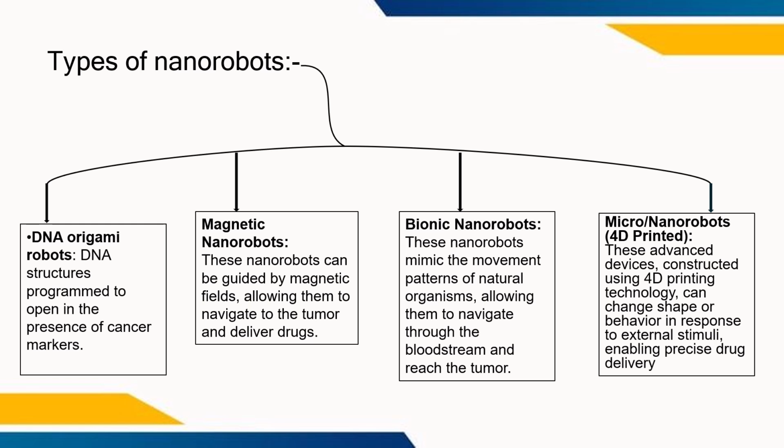Bionic nanorobots. These nanorobots mimic the movement patterns of natural organisms, allowing them to navigate through the bloodstream and reach the tumor. For example, they use microorganisms as carriers of the nanorobots, for example, bacteria. The next one is the 4D printed micro or nanorobots. These advanced devices constructed using 4D printing technology can change shape or behavior in response to external stimuli, enabling precise drug delivery.